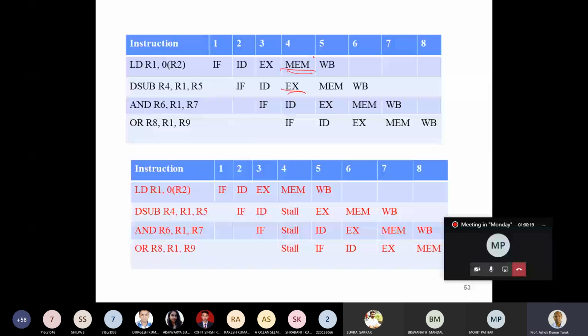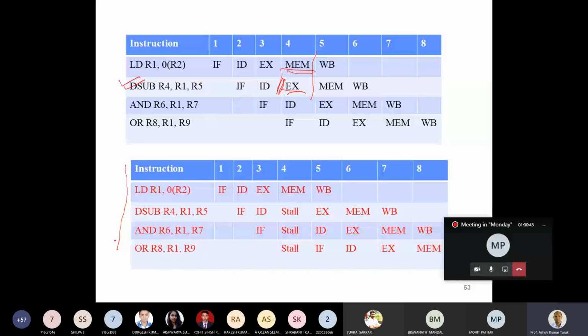So the R1 will be produced only at the end of clock cycle 4, but the subtract instruction needs the value at the beginning of clock cycle 4. So this subtract instruction needs to be stalled. The pipeline interlock will detect this and stall the subtract instruction. If you look at the same instruction executed in the figure below, the pipeline is stalled for 1 cycle.